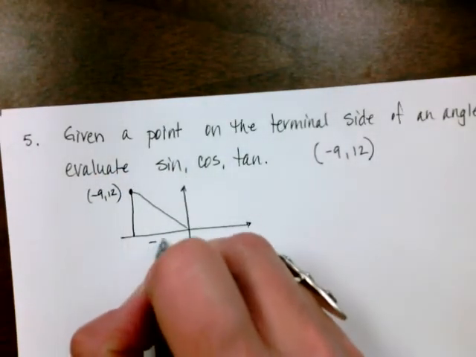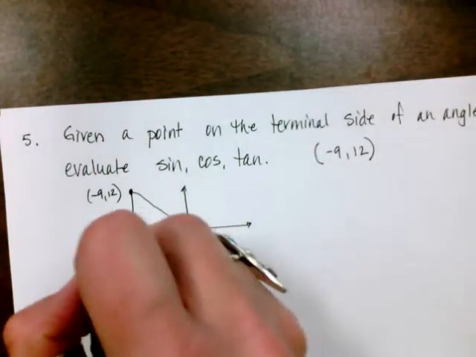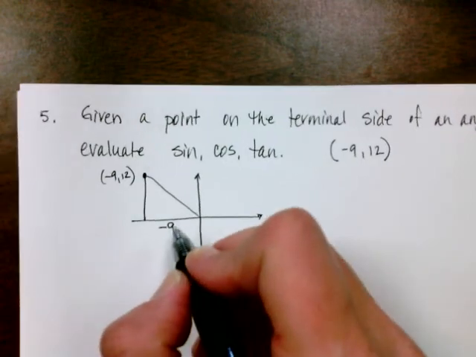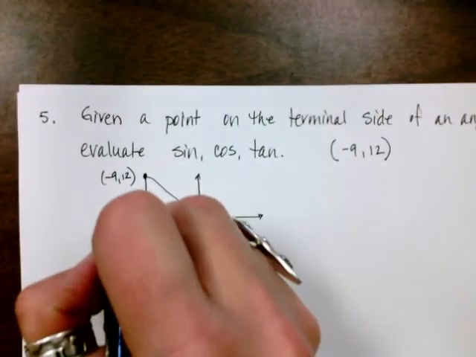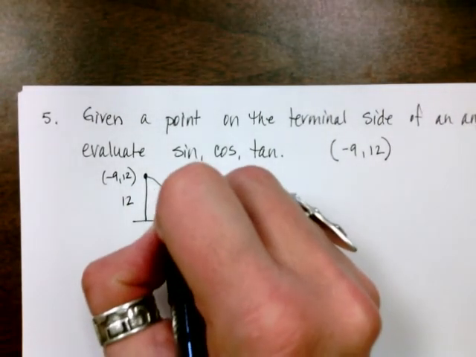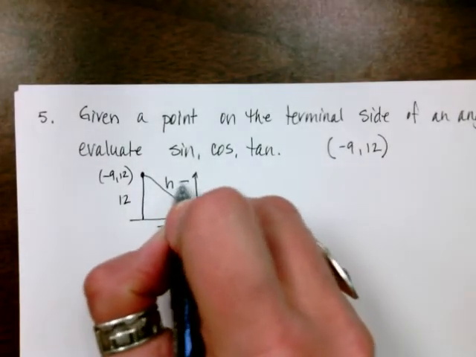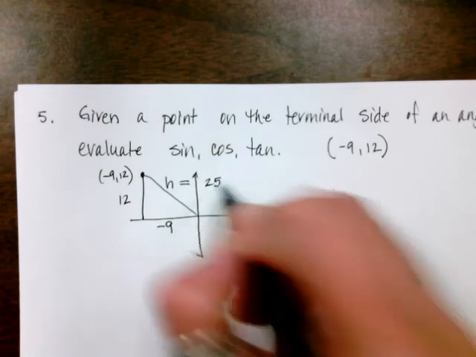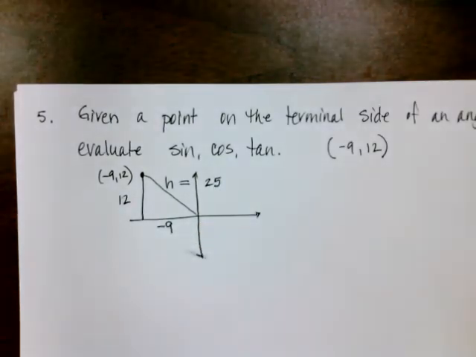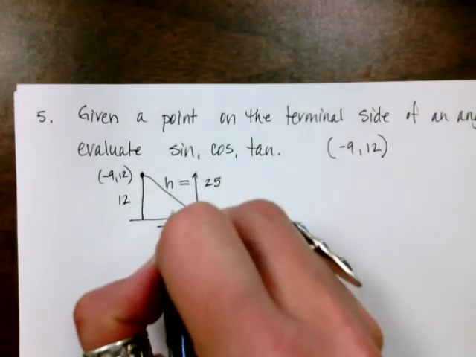Well, it also means that the x distance is a negative 9. Remember, negative just shows direction. You can't really have a negative distance. This is 12, and I need to find the hypotenuse. And I can do that by the Pythagorean theorem. And I'm just going to tell you that it's 25, because it is a Pythagorean triple. Okay? All right, this is our theta.